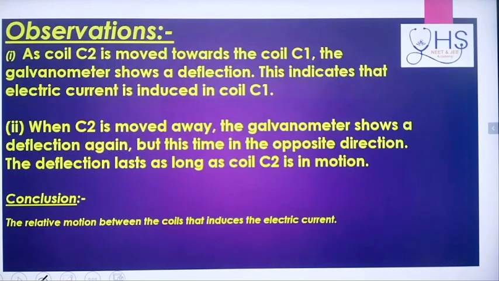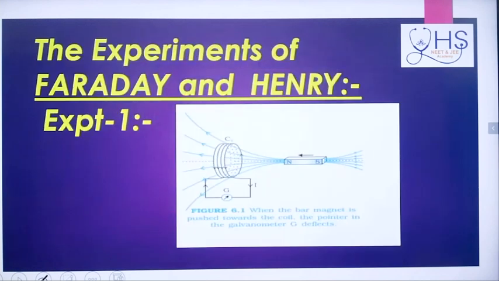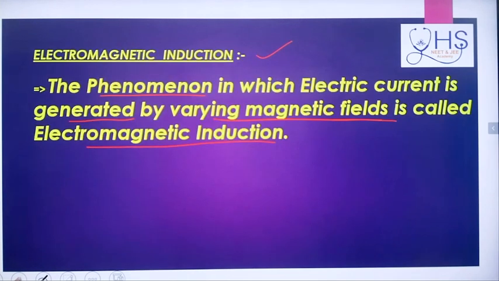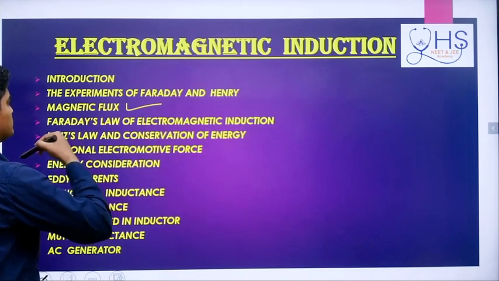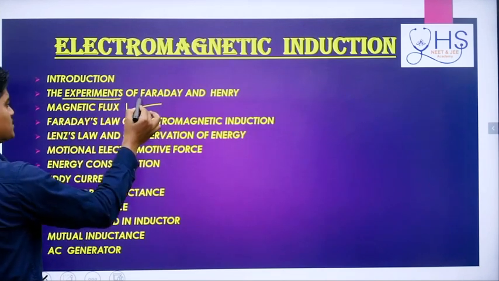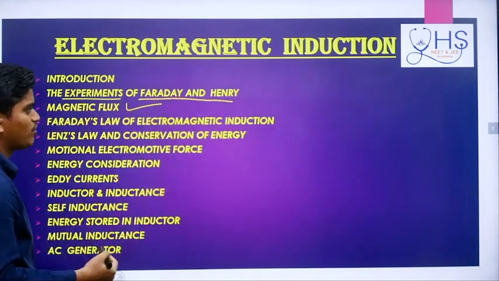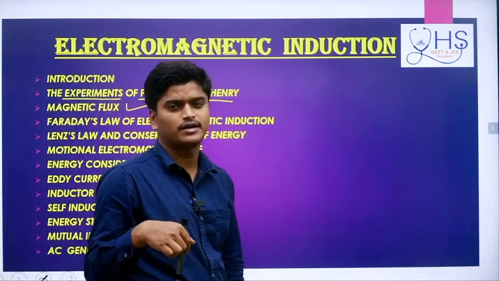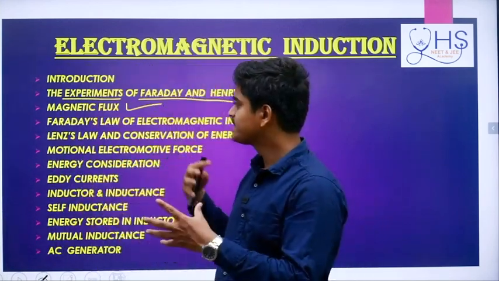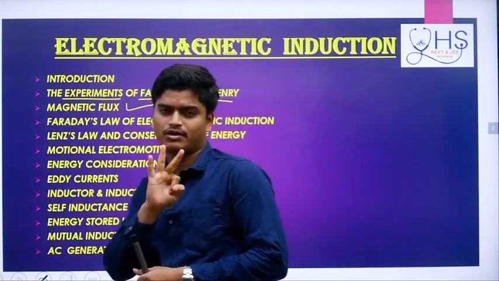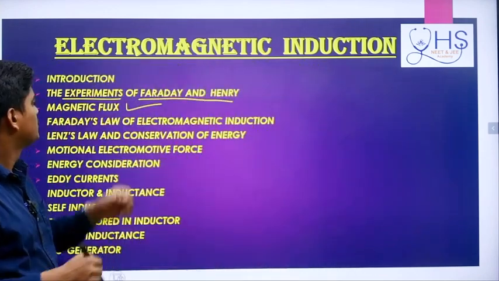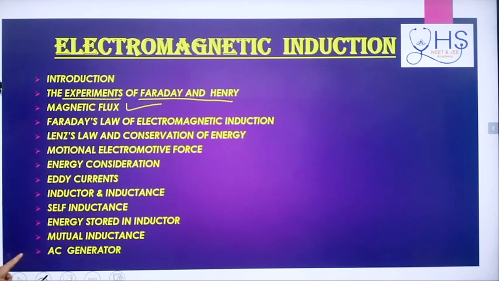Now let's come back to our main topic, Faraday's experiment. We will discuss Faraday's and Henry's experiments. So the magnetic flux part we completed here. Now in the experiments of Faraday and Henry, they produced electric current by changing different experimental setups. That setup we'll see. There are particularly 3 types of arrangement. That we'll see here. After that we'll go to Faraday's law.